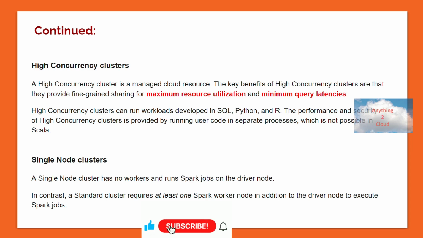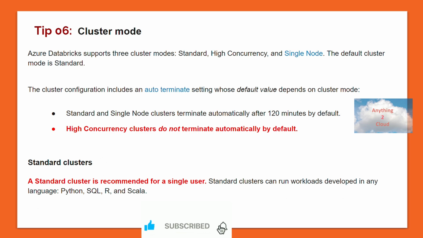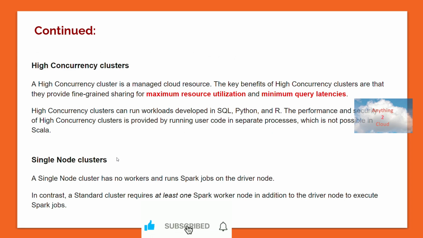In contrast, the standard cluster requires at least one worker node in addition to the driver node to execute the Spark jobs. So the standard cluster is recommended for a single user, but if you want to share a cluster with multiple persons, then the recommended one is high concurrency clusters. This will be helpful for maximum resource utilization as well as minimum query latencies. The single node cluster has no workers and just runs Spark jobs on the driver node itself. But in contrast, the standard cluster uses at least one worker node in addition to the driver node.